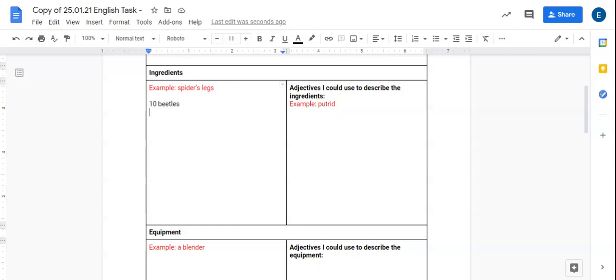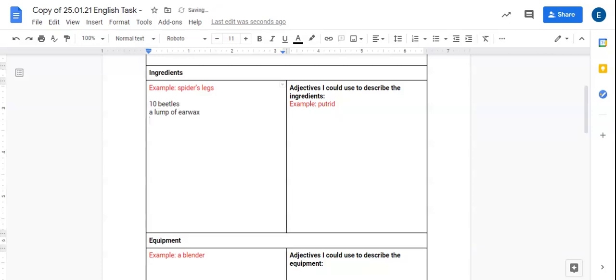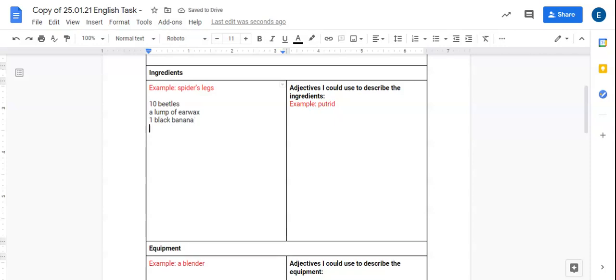I could have a lump of earwax. Okay, and what else do I want? I could have moldy apples or a black banana. Okay, one black banana and four moldy apples, I think. I don't need the L there.